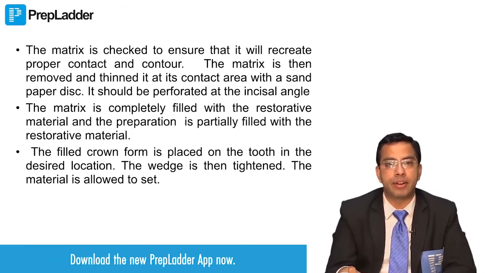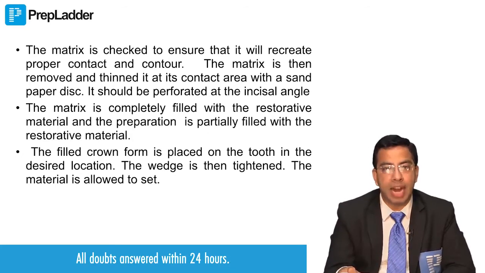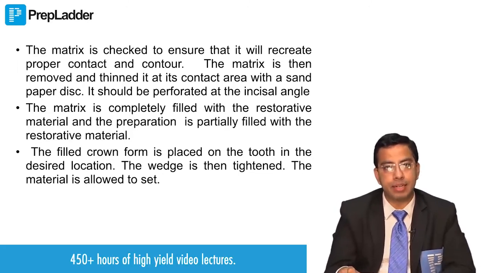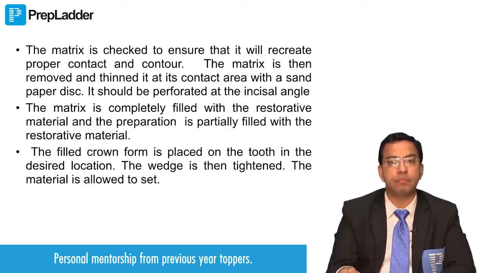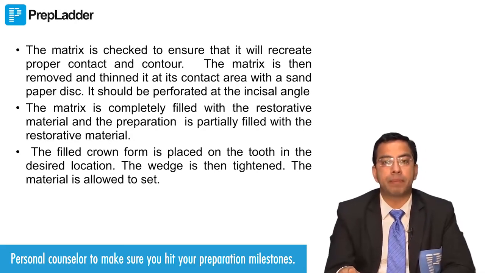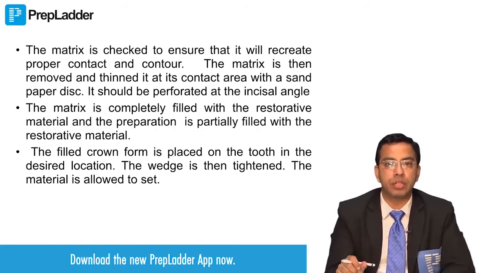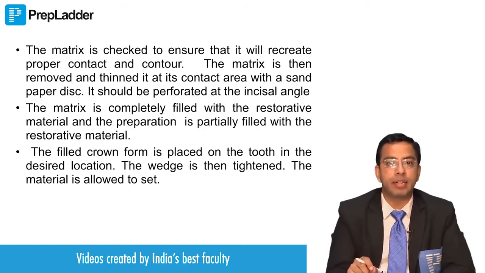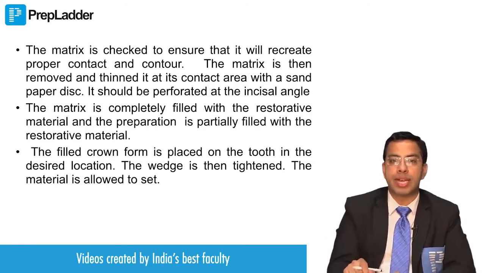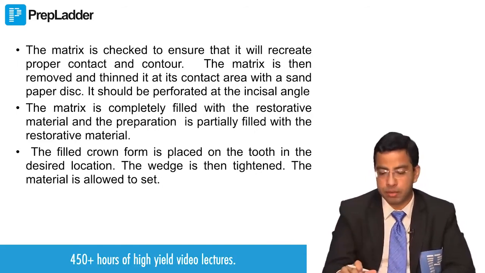The matrix is then removed and thinned at its contact area with a sandpaper disc. It should be perforated at the incisal angle. The matrix is completely filled with the restorative material and the preparation is partly filled with the restorative material. The filled crown is then placed onto the tooth structure. The wedge is tightened and the material is allowed to set. And if you are using a light cure composite, you just cure it through the matrix.